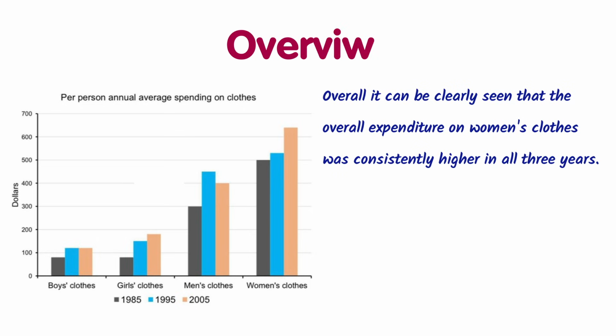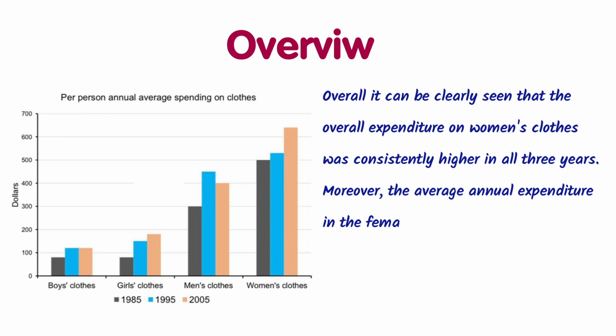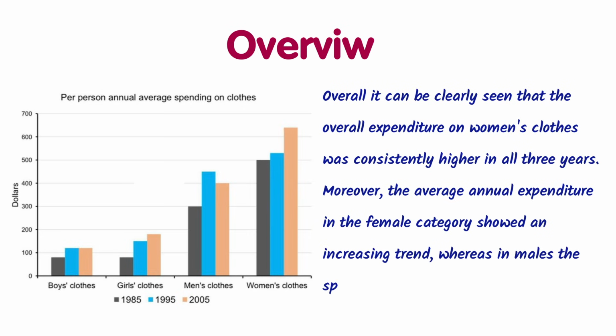Now, we should talk about the female and male spending. Moreover, the average annual expenditure in the female category showed an increasing trend, whereas in males, the spending showed a mixed trend. That's it. No data, no percentages here, just the main features of the chart. Now, it's time to start writing our first body paragraph.